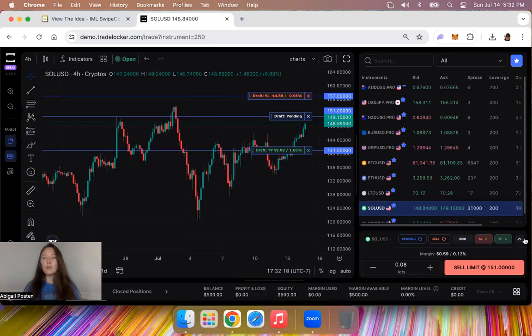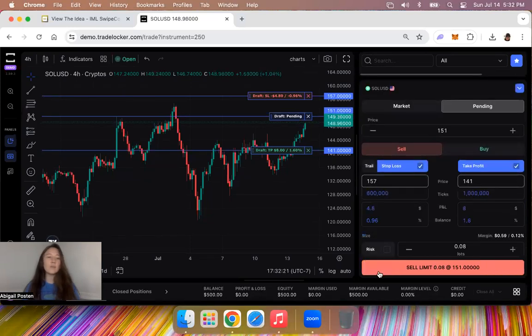And what you're going to want to do is click on this little arrow right here on the side. Typically on your phone, it's going to say sell or buy. In this case, we're going to be doing a sell. So make sure you click on that arrow, okay? And then we're going to type in that price that they gave us for entry one, which is 151 right here. Make sure we click on sell. This is a sell possible idea.